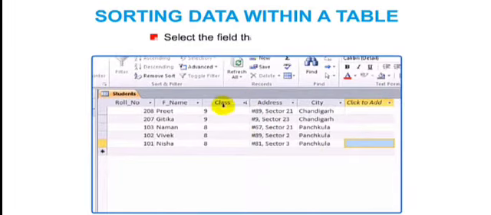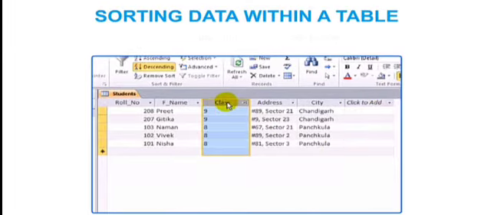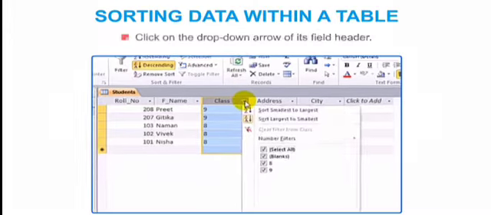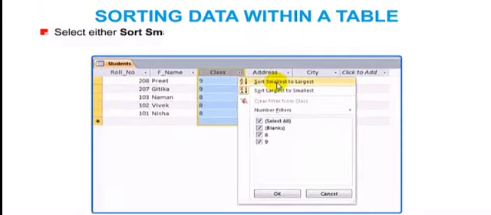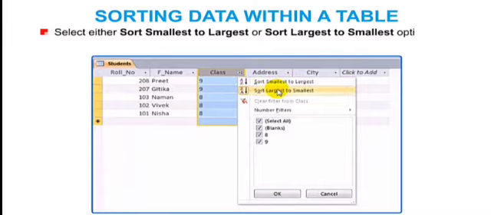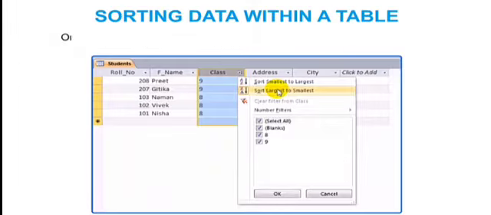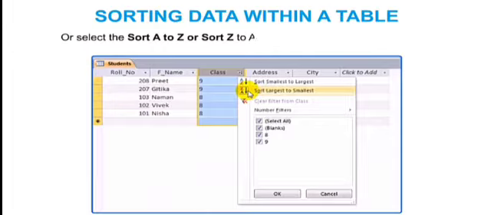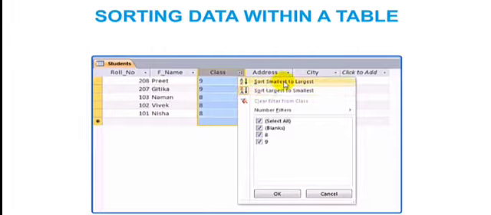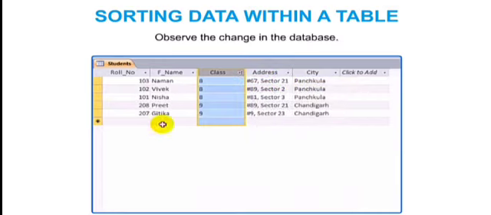Select the field that you wish to sort. Click on the drop-down arrow of its field header. Select either Sort Smallest to Largest or Sort Largest to Smallest option from the drop-down list if the field is numeric, or select the Sort A to Z or Sort Z to A option if the field is alphanumeric. Observe the change in the database.